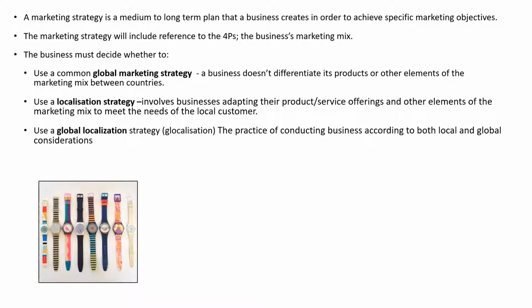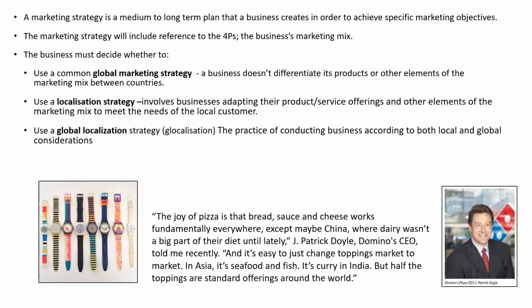Finally, a business might use what's known as a glocalization or a global localization strategy, where we try and maintain our global brand, but we do tailor our products slightly for the local market. An example might be Domino's Pizza. Fundamentally, the brand Domino's is the same in all markets. You can tell it's Domino's. And fundamentally, most of the ingredients, the standard toppings are the same, but the menus are tailored slightly for each market. So for example, in Asia, it's more seafood and fish. In India, it's more curry flavored pizzas.